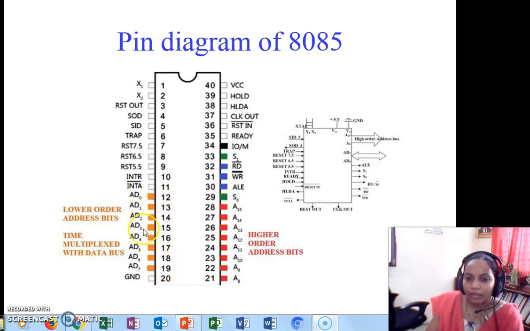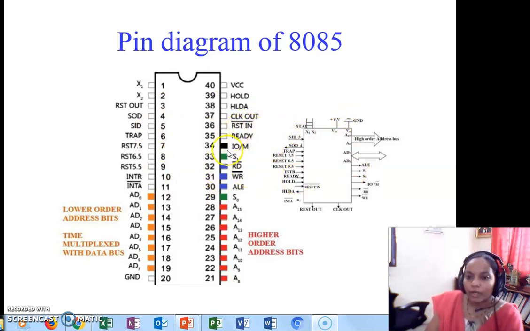Here pins 12 to 19 are AD0 to AD7. In this, when the ALE pin is 1, all these pins act as address lines. When this ALE pin is 0, all these pins act as data lines. The ground pin is connected to ground and VCC is connected to plus 5 volt power supply. HOLD and HOLD acknowledgement are used for direct memory access. Clock out pin is provided to synchronize the other devices with our microprocessor.